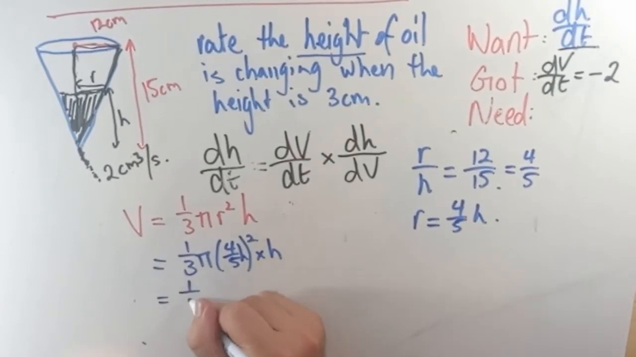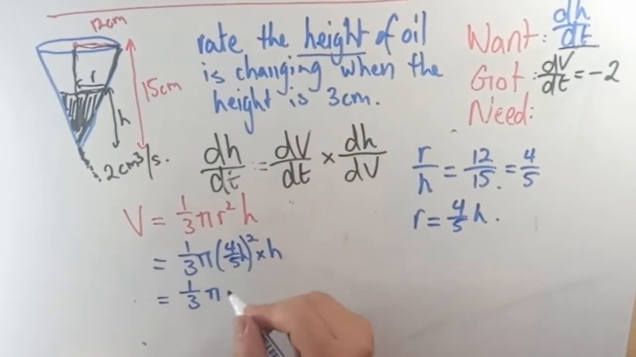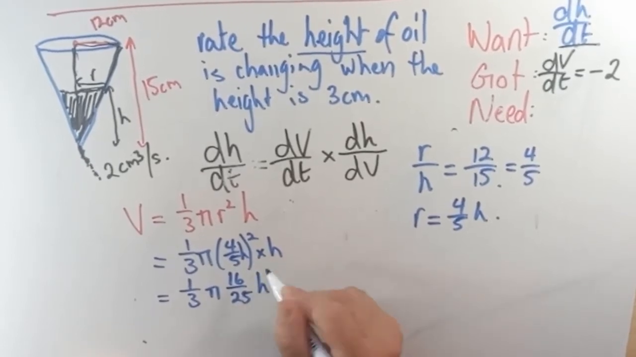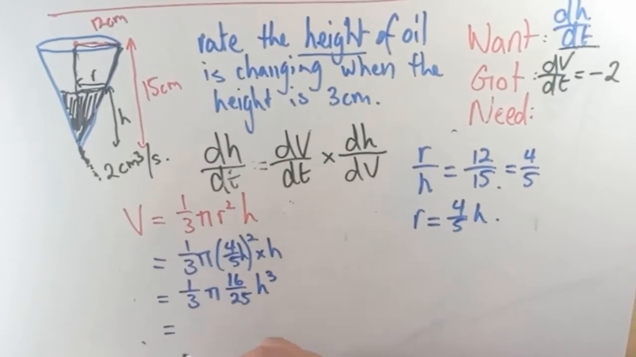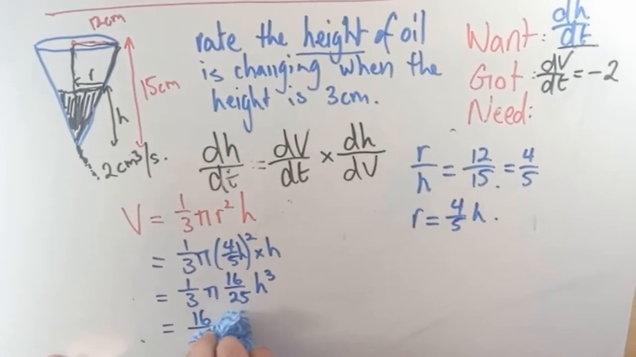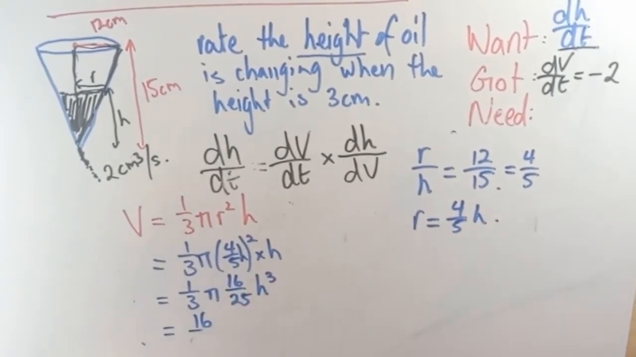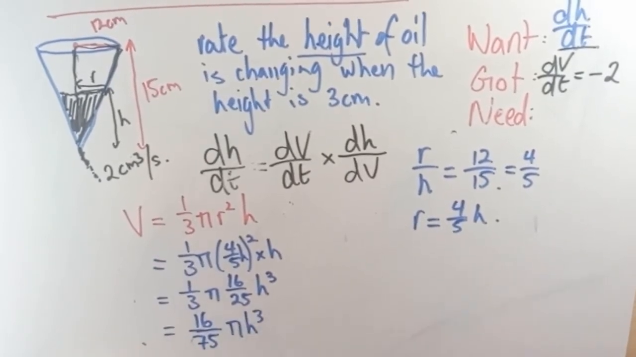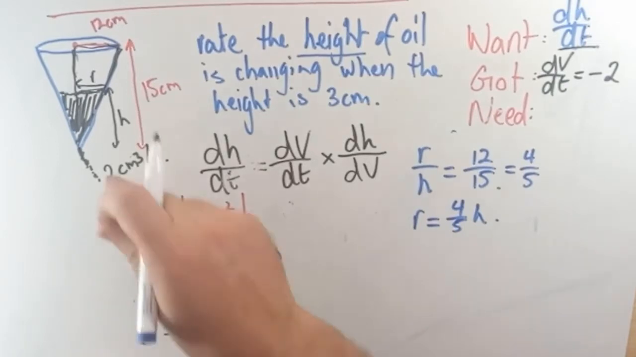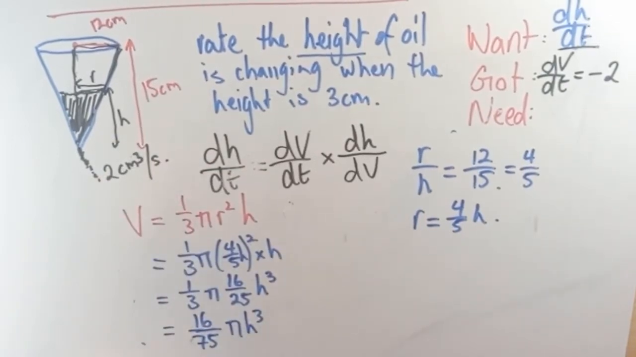So what have I got? I've got 1/3 pi, 16 on 25 h squared, times h, which is h cubed. So I've got 16 on 75 (3 times 25) pi h cubed. Cool. Now I've got the volume just in terms of h.